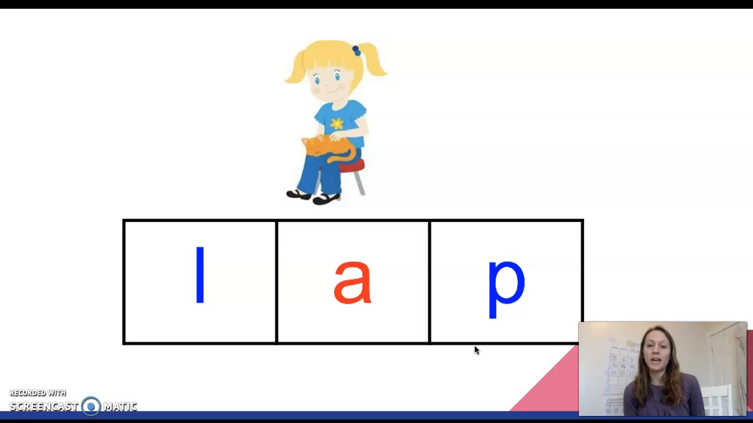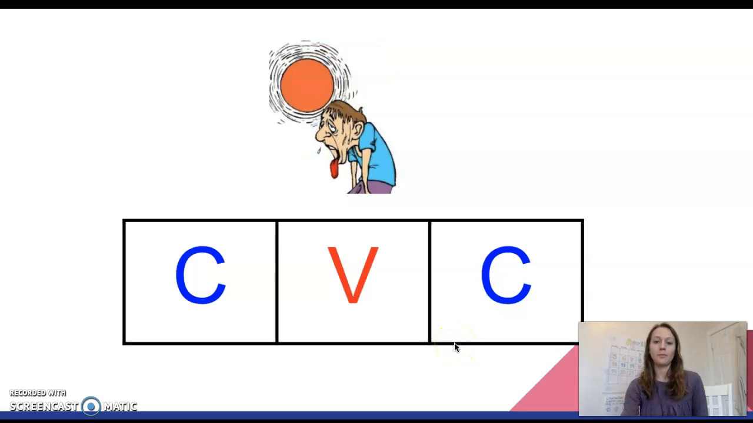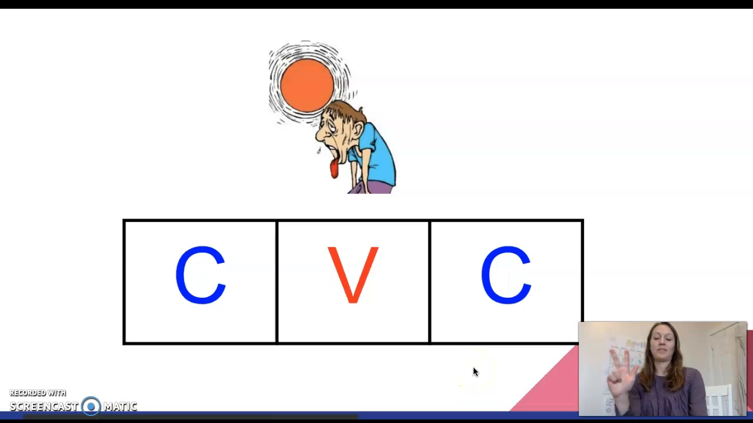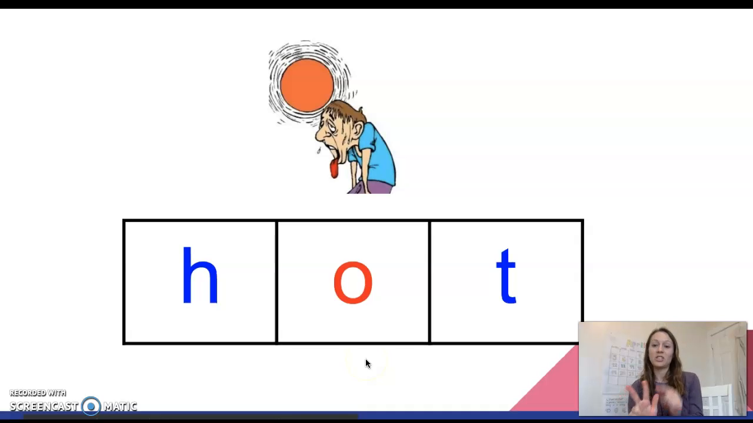I can double check by rereading my word or sounds and blending them together. L, a, p, lap. All right, our next one is the word hot. So we can say hot. H, o, t. Hot. Did you get H-O-T? If you got H-O-T, you are correct.